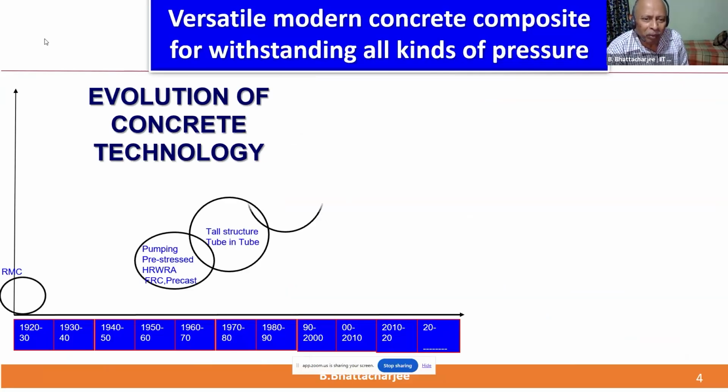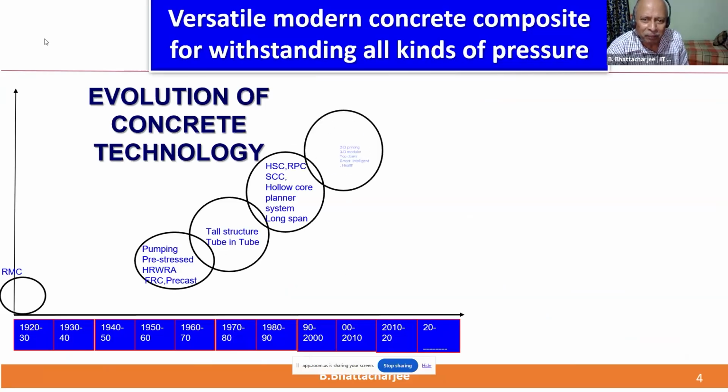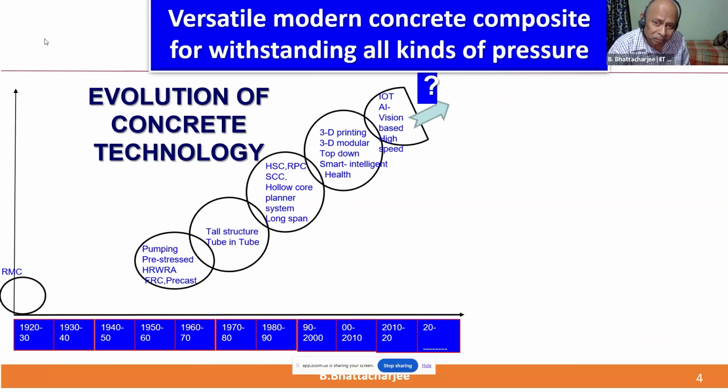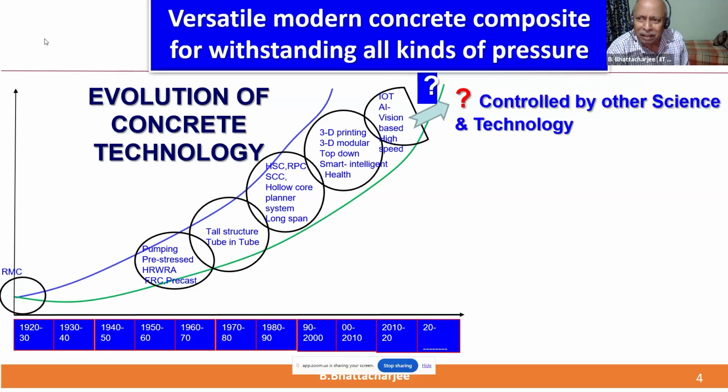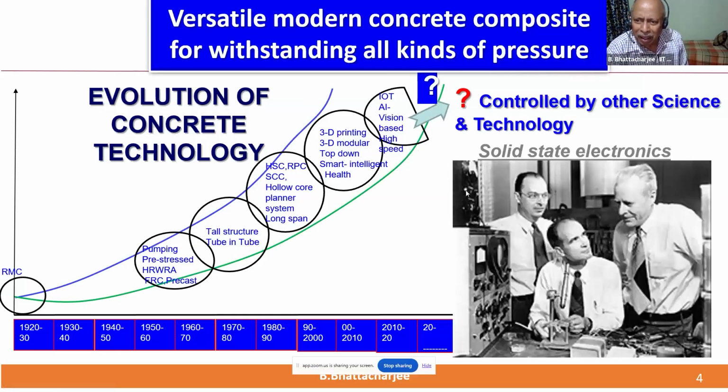Now, concrete evolved, if I look at its technology, which is basically related to not the understanding, but has been used. So ready-mix concrete was patented in 1903, and it exponentially grew to 2010, and it's still growing. New things will come, and you can see we have 3D printing, modular construction, top-down, smart, intelligent health, etc. That has all come in, and sometimes other physics has contributed to this.